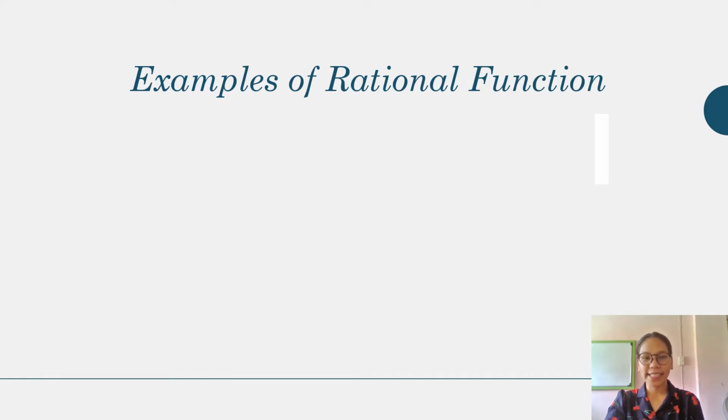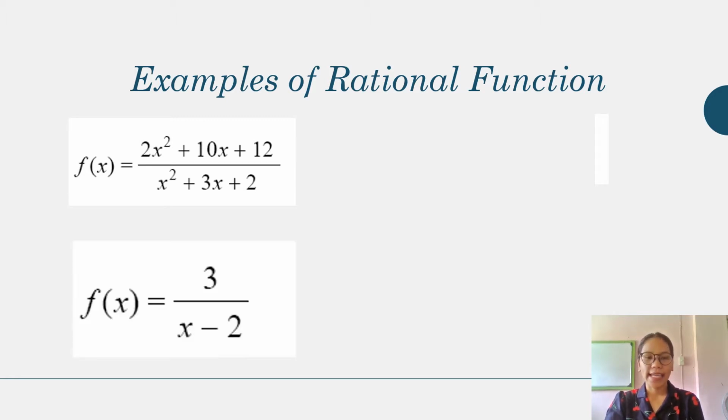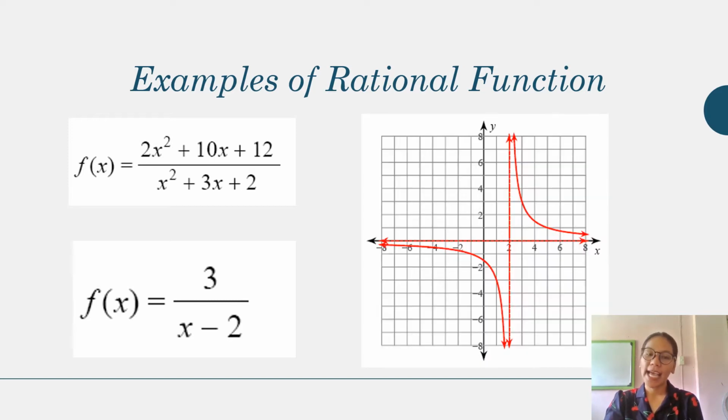So we have here examples of a rational function. This is an example of a rational function in function form. And we have here another example of a rational function in function form. And of course, a rational function represented by a graph. So our rational function can be represented by a function, a table of values, and also a graph.